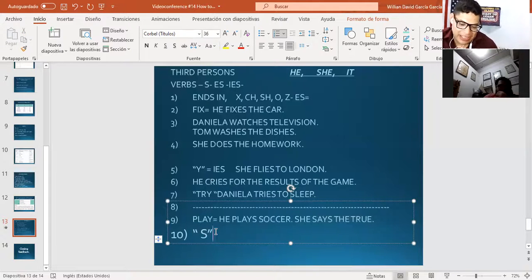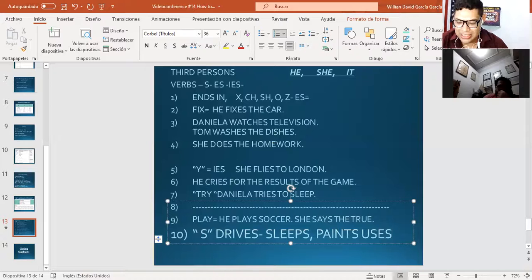Okay. Y la última, pues, si el verbo no cumple con estas reglas, entonces usted solo le va a agregar una S. Por ejemplo, drive. Drives. Sleeps. Paints, uses y así, ¿verdad? Todas las reglas en general. Ese es el tema que estudiamos en la clase anterior. No sé si ha podido comprender un poco más sobre la estructura. Sí, de hecho, es lo que me está confundiendo. ¿Cómo era la primera, que era más complicada quizás? Ok. Como te dice, la última, pues, es lo que sobra.